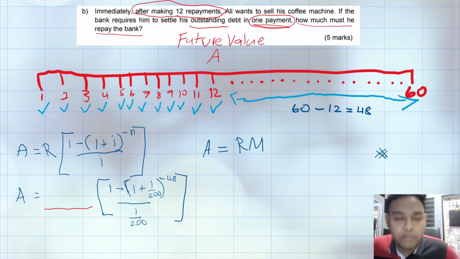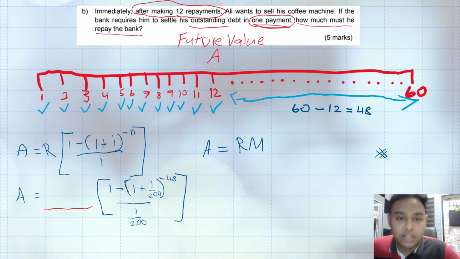Okay, next we move on to the next question. The question is, after Ali making 12 repayments, Ali wants to sell his coffee machine. If the bank requires him to settle his outstanding debt in one payment, how much must he repay the bank? We can see at this question, Ali wants to settle his outstanding debt in one payment. It means Ali wants to settle his debt earlier in one payment.